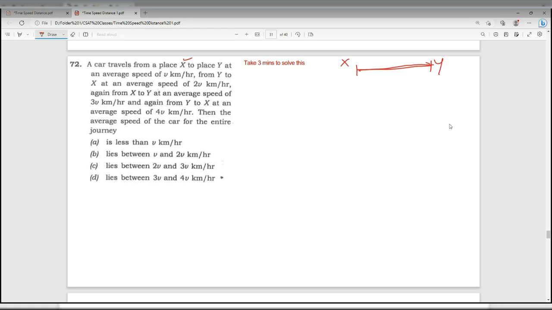So the car is moving from X to Y, then from Y to X, again from X to Y, and again from Y to X. So let's set up the chart here. We need to calculate the average speed, and when you calculate, you will come to know for which option this is correct. So we have this chart: speed, time, distance.